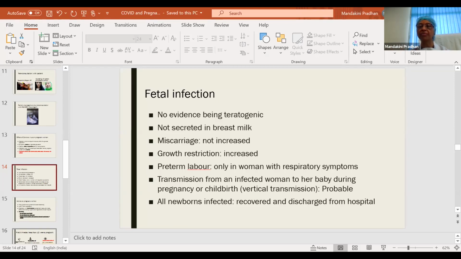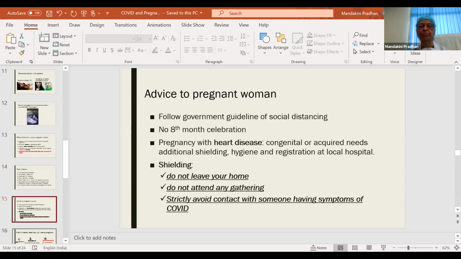Transmission from an infected woman to her baby during pregnancy or childbirth: there are few reports, and few from India also. From Allahabad, I heard one of the patients, the baby, tested positive at 18 hours of life. So probably there is some vertical transmission. And all newborns infected have recovered and been discharged from the hospital. Whatever colleagues I have encountered or heard about, at least the newborn has had a good outcome.